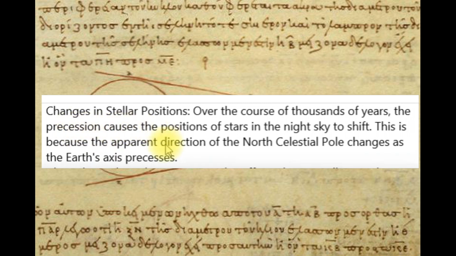Over the course of the 25,920 years, the position of the stars in the sky shifts. This is because the apparent direction of the north celestial pole changes as the Earth's axis precesses.